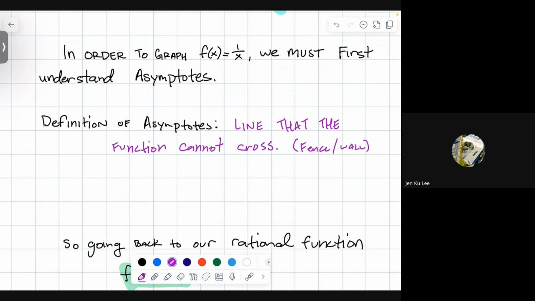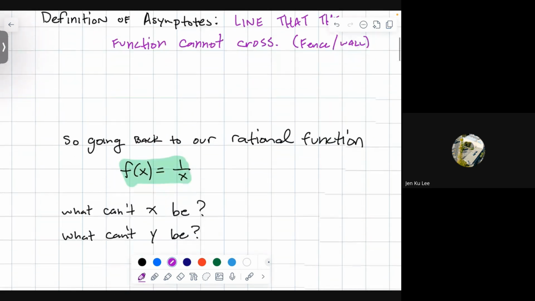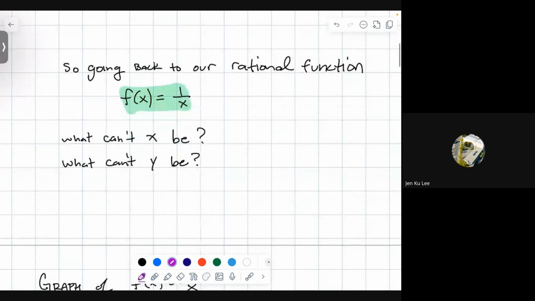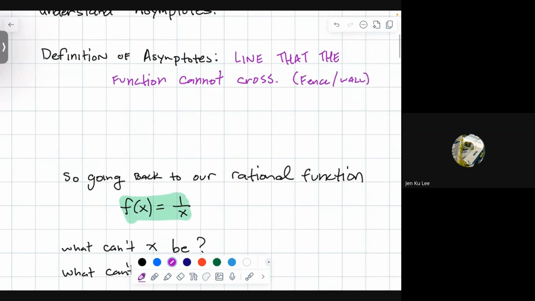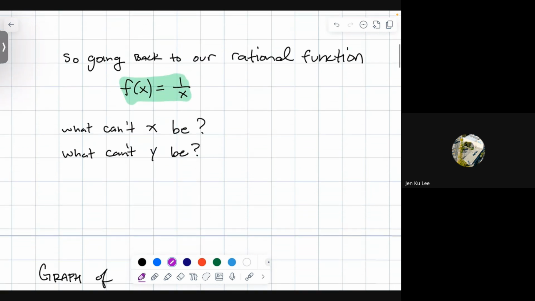So now that we have a general understanding of what an asymptote is, let's go back to our rational function. So in this case, when we're trying to build our asymptotes, we're just thinking, where is our fence or our wall? We're always going to be thinking these two questions. What can't x be? And what can't y be? Okay. So what can't x be?